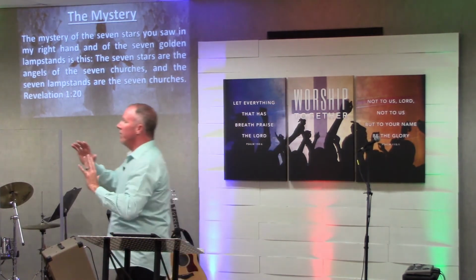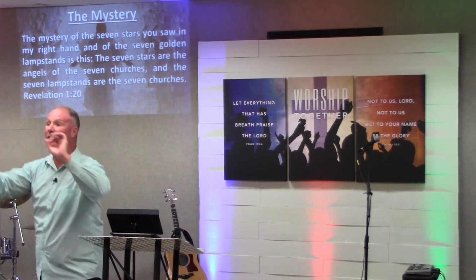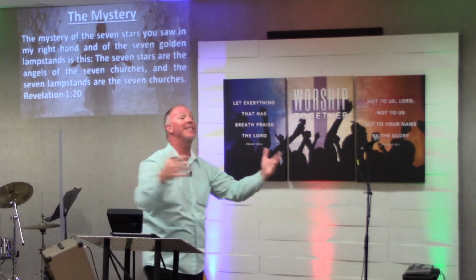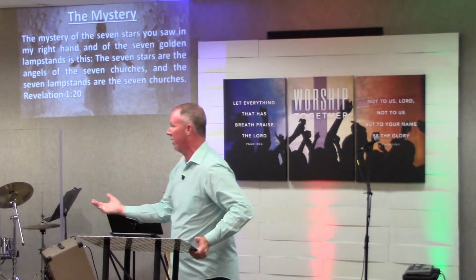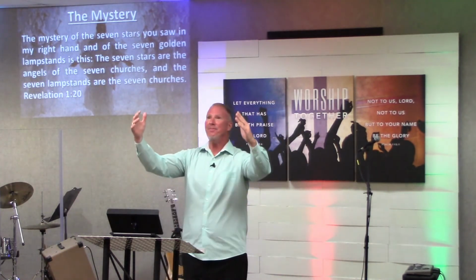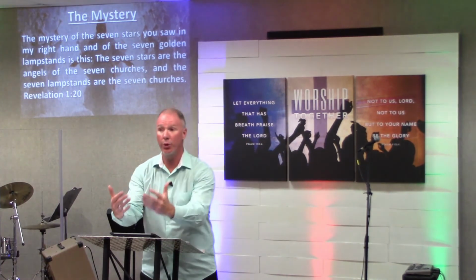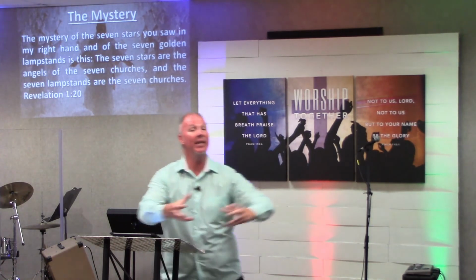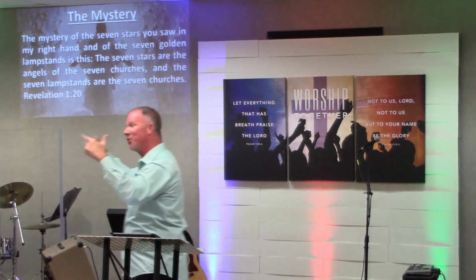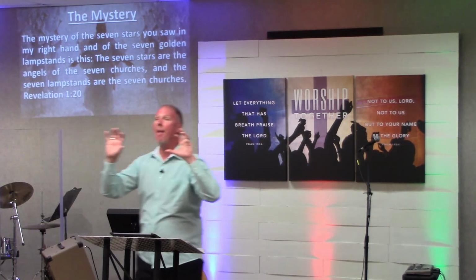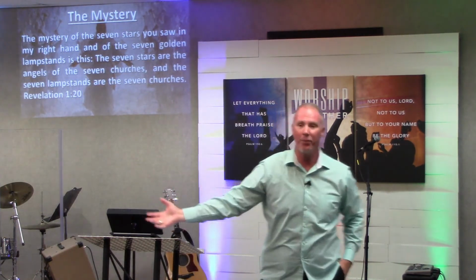So it would actually read like this. The seven stars are the pastors or the messengers that I have over the seven churches and in the seven churches. And then the seven lampstands are the seven churches. So again, Jesus gives John the book of Revelation to give to who? The pastors and leaders of the churches, to give to the churches the seven lampstands, right? So that we can understand that. Because God has a message that He wants to give to the church. That's the whole purpose of the book.